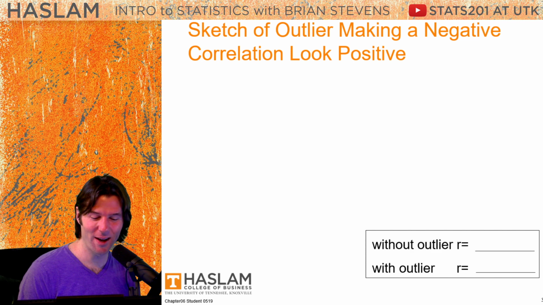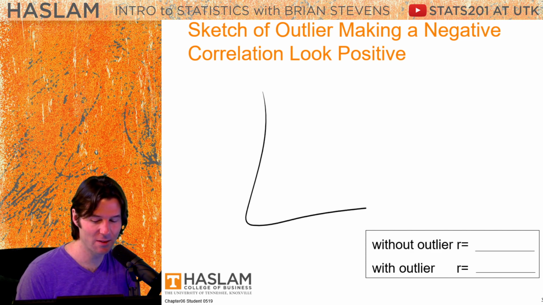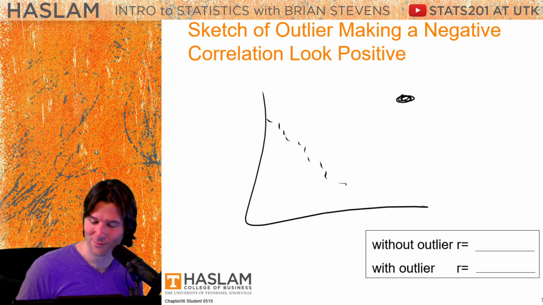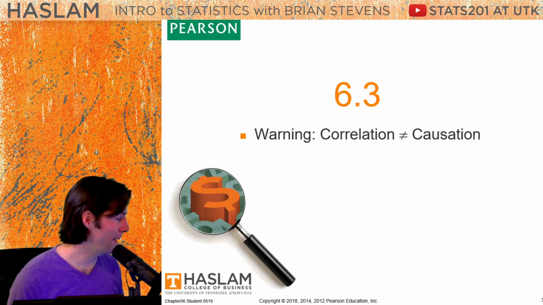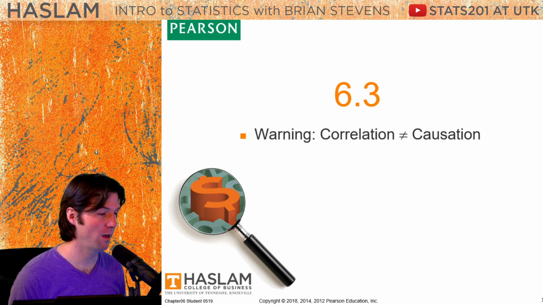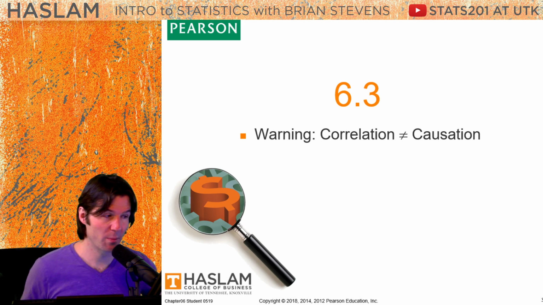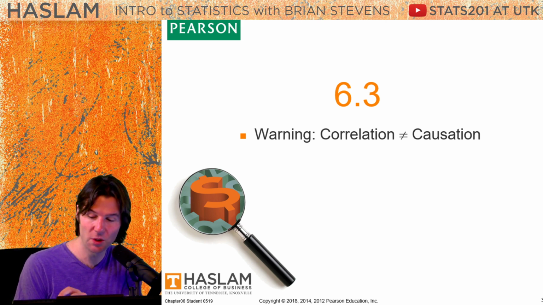So sketch of outlier making a negative correlation look positive. Just go da, da, da, da, and then you put an outlier up here. So, oh, did he really? I'll have to look at that. So we've got 2 more chapters, will be done right before 11 today for our 5-minute break. So don't leave yet. Here's another big important topic, which people kind of alluded to earlier.